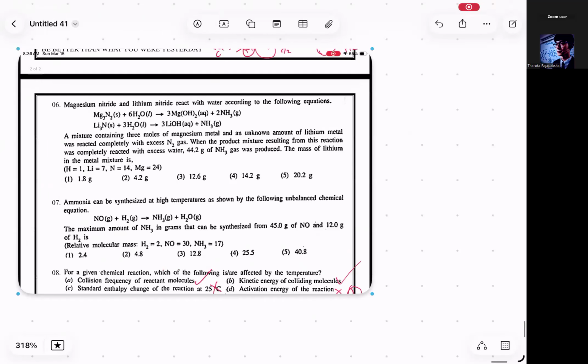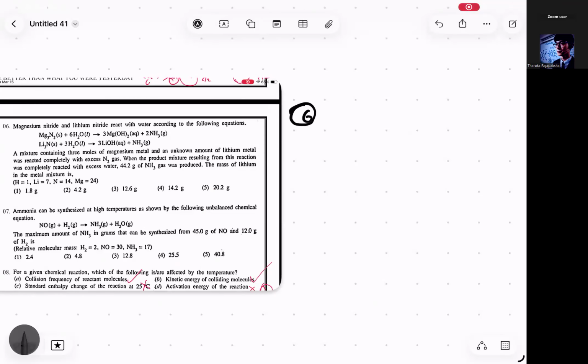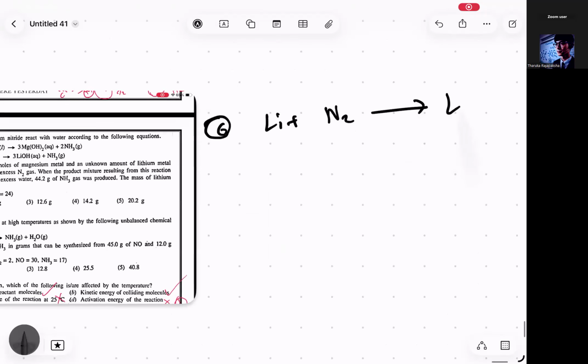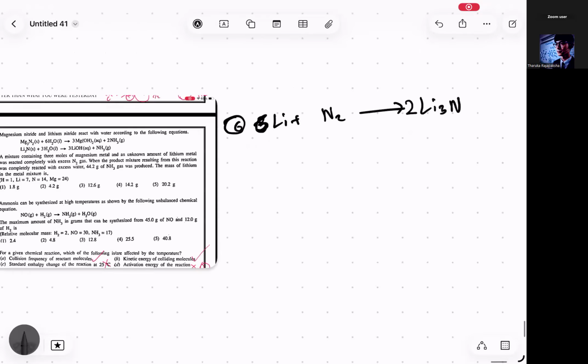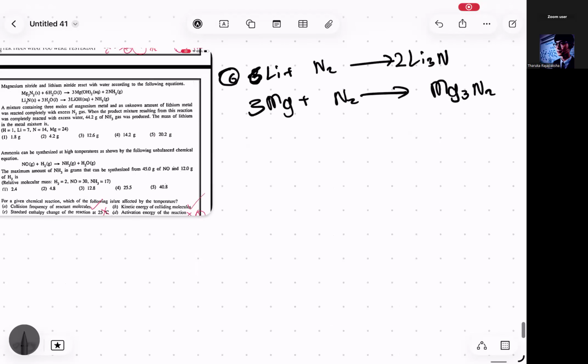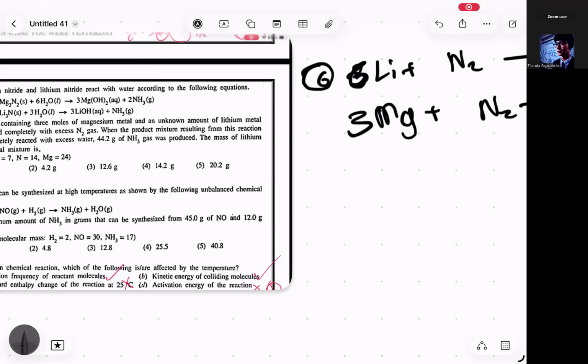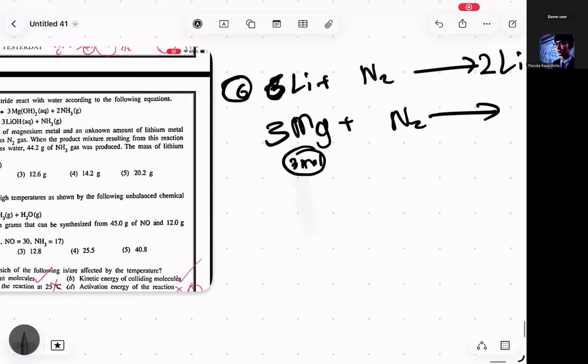Right. The sixth question. A mixture containing 3 moles of magnesium metal and an unknown amount of lithium metal was completely reacted with excess nitrogen. So lithium plus nitrogen, lithium nitride is formed. Actually it's 6 and 1 here and 2 here. So this is the balanced chemical equation. Magnesium plus nitrogen gives magnesium nitride, Mg3N2. So here it will be 3, right? They are saying completely reacted. So the magnesium amount we know, 3 moles, but the lithium we don't know. I'm going to put X there.